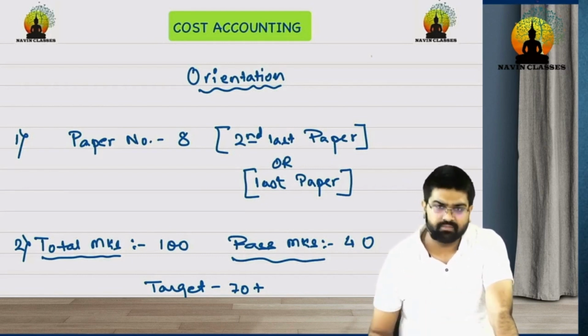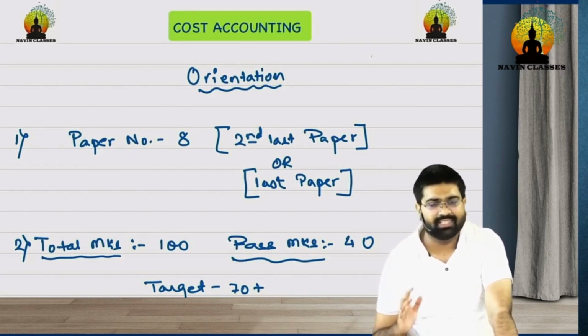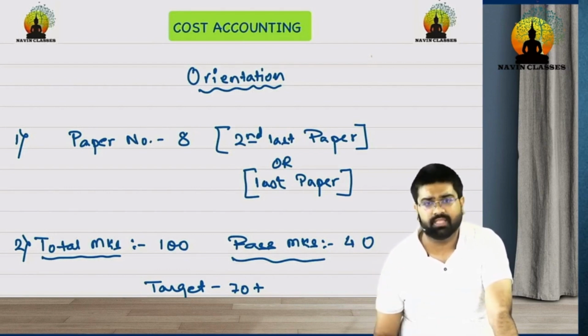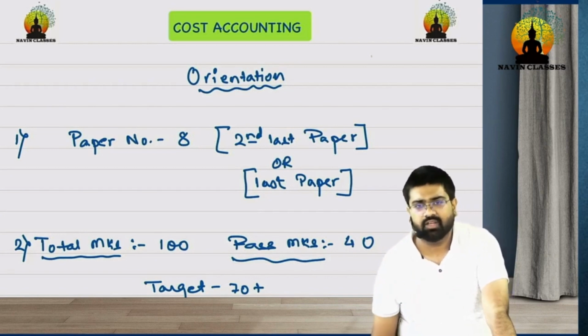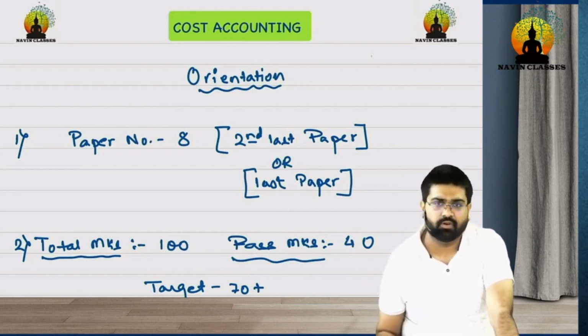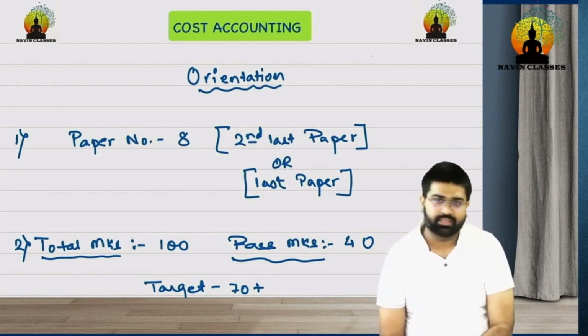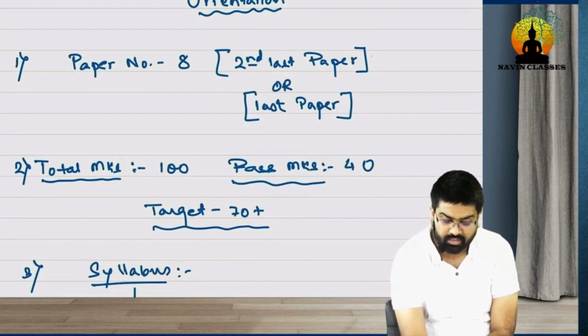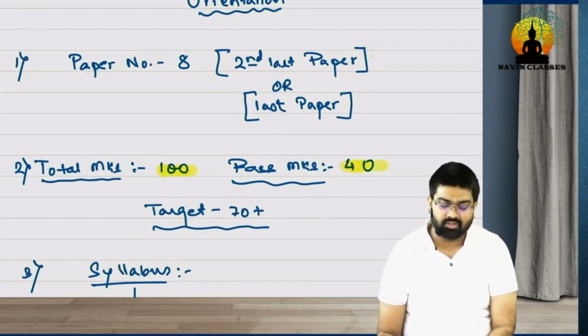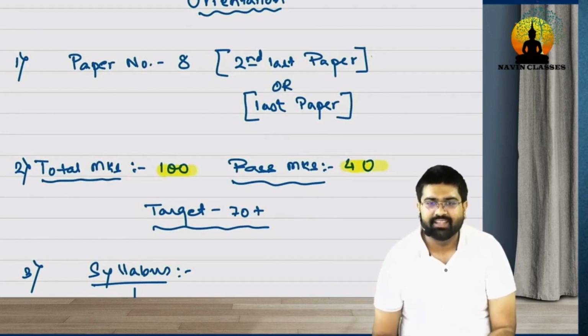Paper number 8, which I take up in group 1, is the orientation of cost accounting. Students, if you give both groups together, then this will be the second last paper. If you give one group, then it is the last paper. So paper number 8 is the last paper of group 1 and the second last paper in your exams for group 1 and group 2 together. And what are the total marks? The total marks are 100, but the passing marks are 40. Only this much passing. You'll think that it is easily achievable. Yes, it should be done.